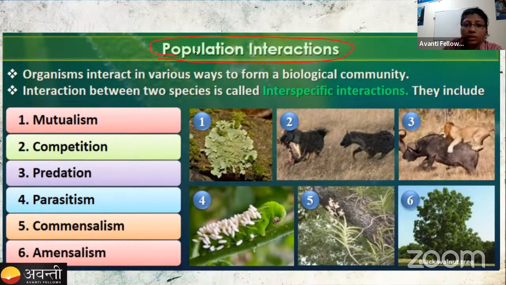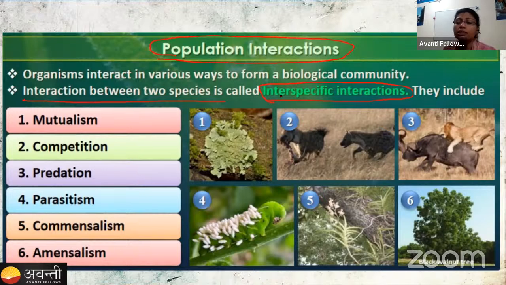Now we are moving towards our next and last topic of this chapter, that is population interaction. Here we are talking about population interactions. That means we have two different populations which are interacting with each other. Here we are talking about the biological community, and when we talk about the biological community, we are always talking about the interaction between two species. It is also known as interspecific interaction.